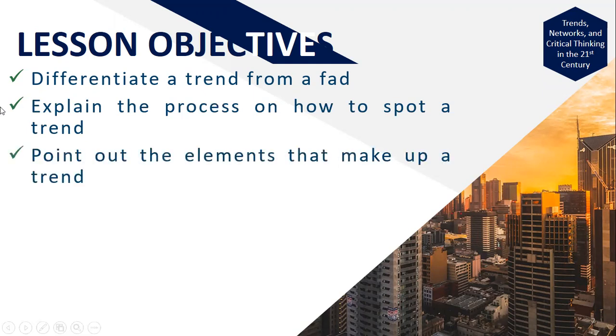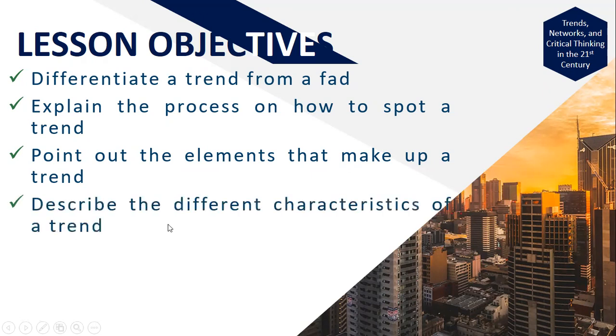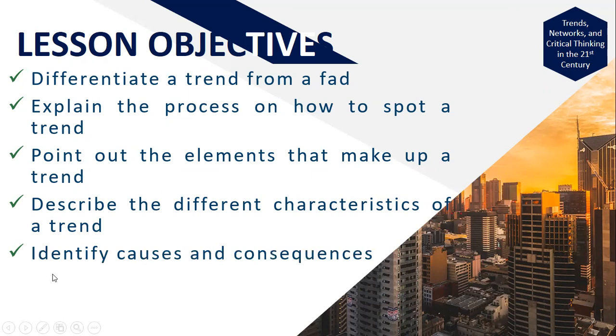The third one is, at the end of this lesson, you will be able to point out the elements that make up a trend. So just like everything, trends also have elements. And the fourth one is, you will also be able to describe the different characteristics of a trend. Same with the third one, always remember that a trend also has characteristics. Meron siyang pagkakakilanlan. Next is, you will also be able to identify causes and consequences.